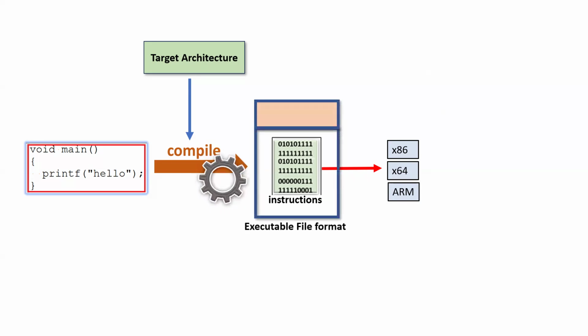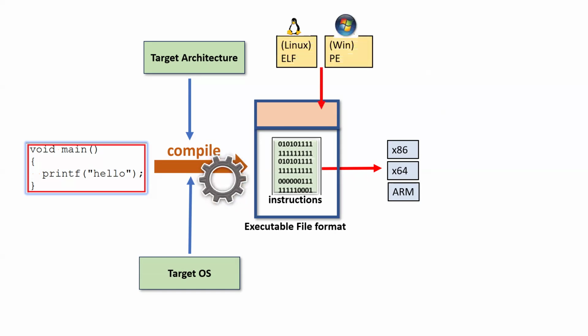Now, these instructions are enclosed inside an executable file format. And this is again determined based on the input to the compiler, which is the target operating system. So the executable file format can be ELF for the Linux operating system and PE for the Windows operating system.